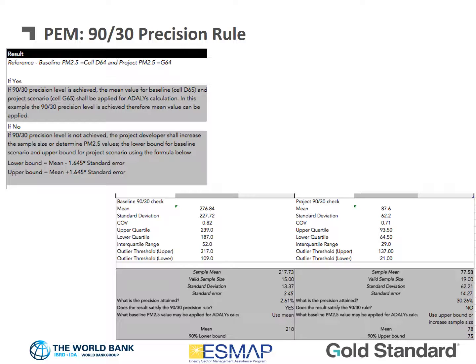whether or not we meet our 90/30 rule. So it tells us what's the precision attained, and then does the result satisfy the 90/30 rule. Here this one says yes, and then in our project scenario it says no. And so it also calculates what we should use as our PEM estimate. So in this case, it says use the mean, 218. In this case, it says use upper bound or increase sample size. And so the upper bound here says 75.